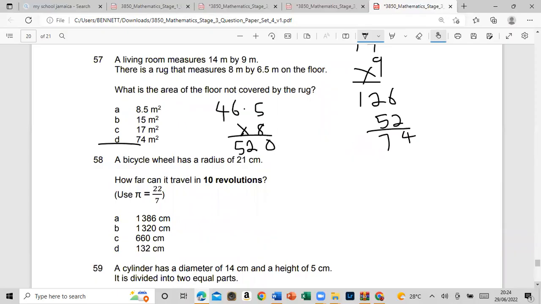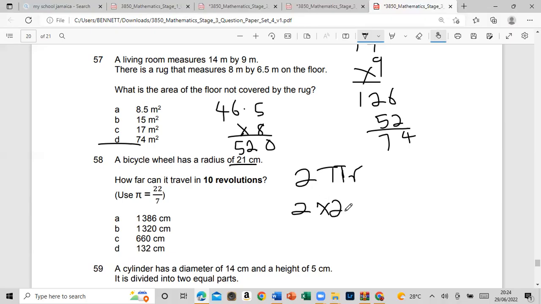A bicycle wheel has a radius of 21 centimeters. How far can it travel in 10 revolutions? I don't know what that means. A revolution is when it goes around one time. So 360. So basically, what they want us to do is to find the perimeter. Find the perimeter of this one first, and then we times it by 10. So perimeter is 2 pi r. But a revolution is 1 entire circle, right?